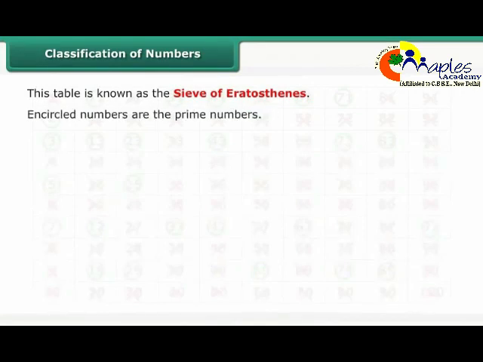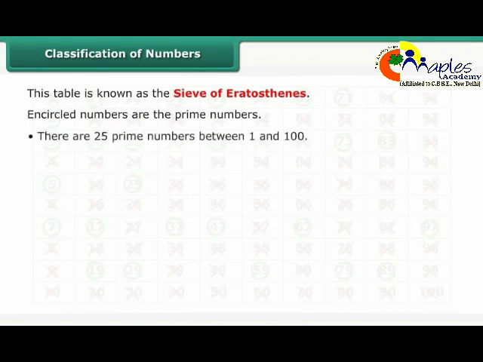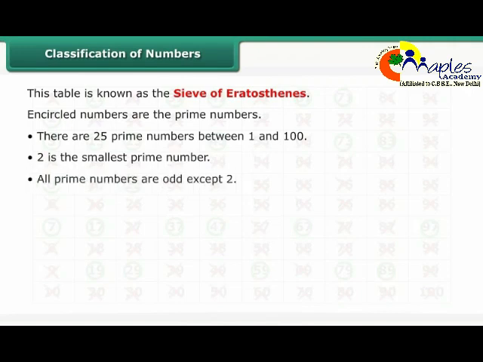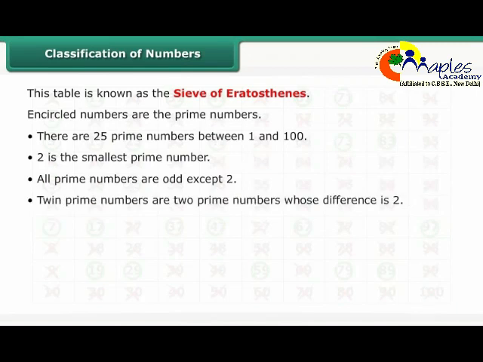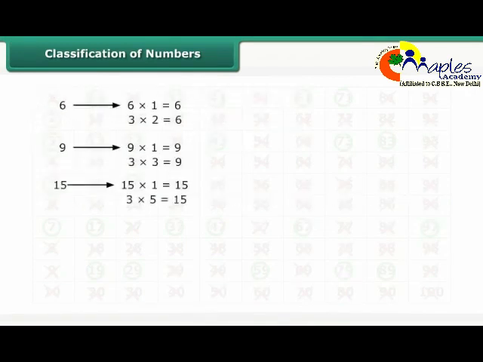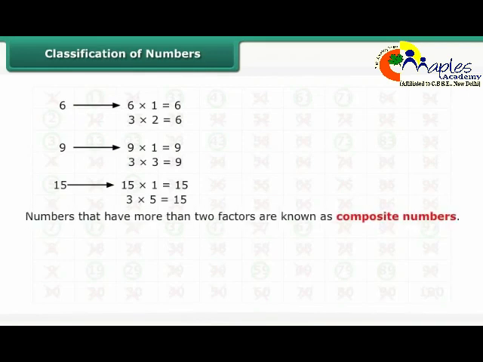The encircled numbers are prime numbers. There are 25 prime numbers between 1 and 100. 2 is the smallest prime number. All prime numbers are odd except 2. Twin prime numbers are two prime numbers whose difference is 2. Let us look at some more numbers and their factors. All these numbers have more than 2 factors. Numbers that have more than 2 factors are known as composite numbers.